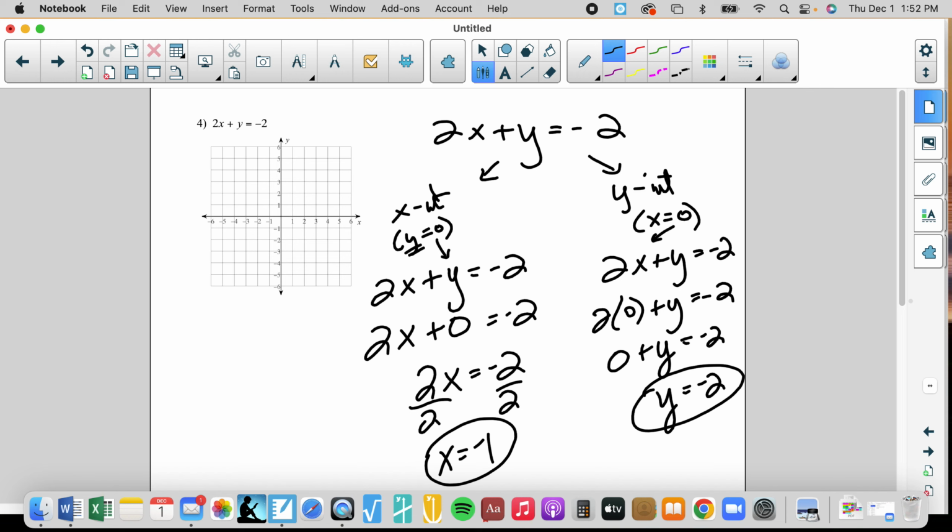So our x-intercept is -1. Go to the x-axis, find -1. Y equals -2. Go to the y-axis, find -2. Connect. That was a horrible connect the dots. That's better. Not perfect. -1, 0. And 0, -2. You must have parentheses around your coordinates.